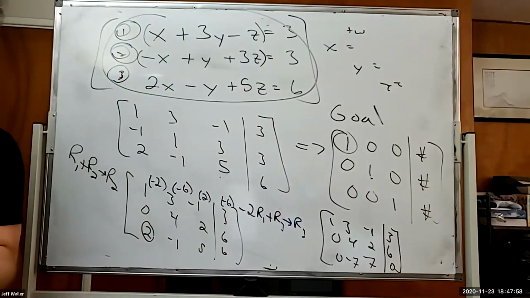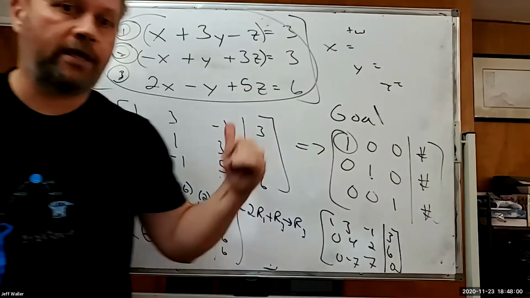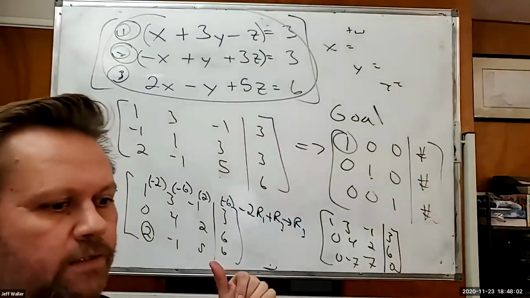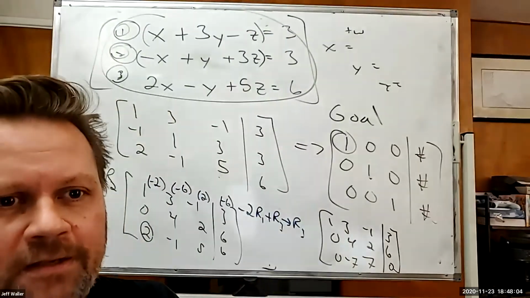I did put up a handout on Canvas related to this. This process is called Gaussian elimination.